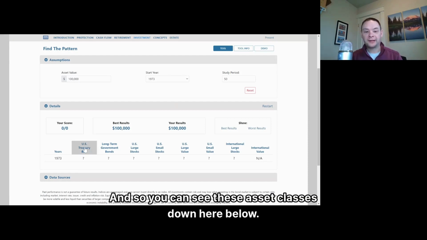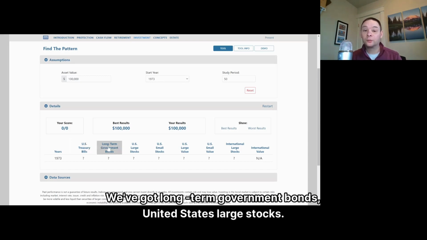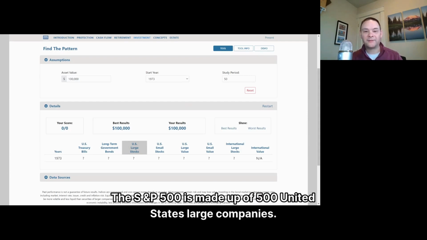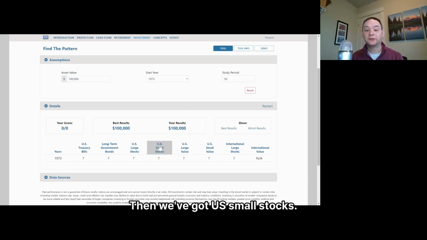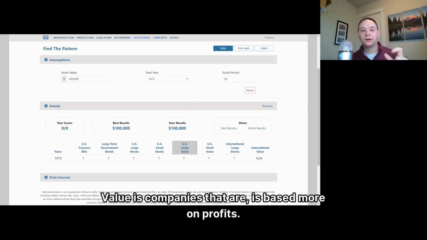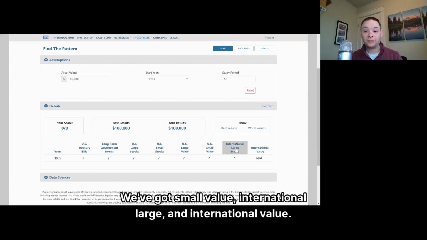You can see these asset classes down here below. We've got United States Treasury bills, long-term government bonds, and United States large stocks. By the way, that's the S&P 500, which is made up of 500 United States large companies. Then we've got US small stocks. We've got large value. Value is different than growth. Value is companies focused more on profits. We've got small value, international large, and international value.